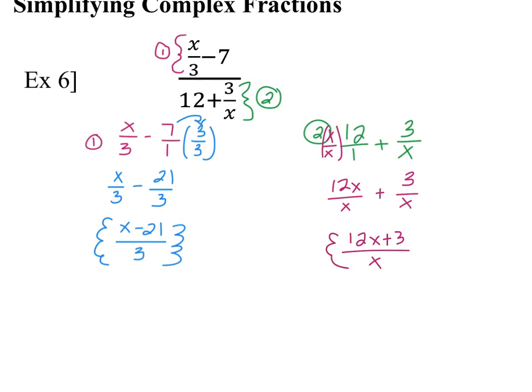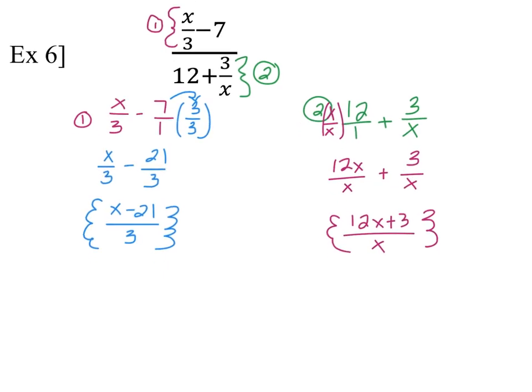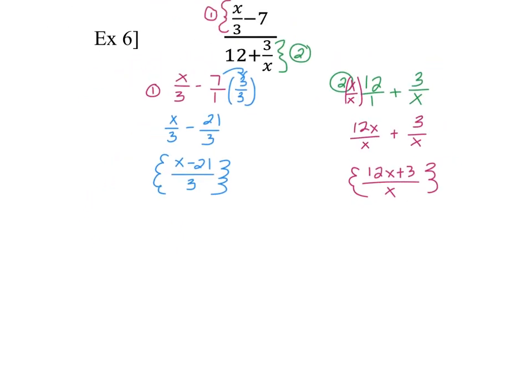So now that I have both denominator and numerator simplified as far as they're going to go individually, let's go ahead and put everything back together. So the blue one is my numerator. Oops, I need blue, not purple, or pink, whatever that is. So x minus 21 over 3 is my new numerator, all over 12x plus 3 over x.